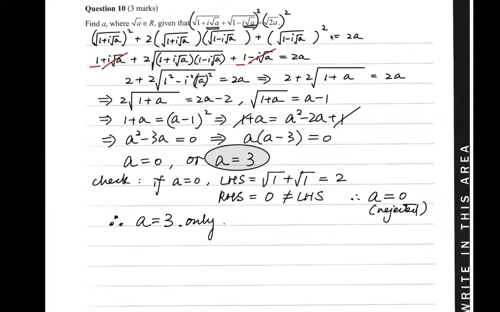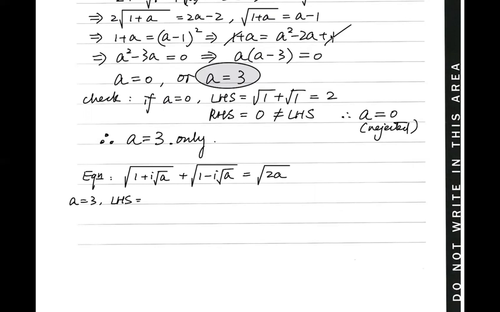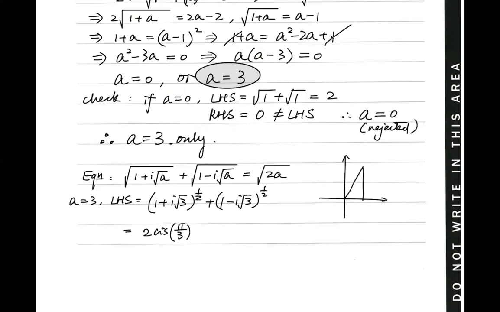If a equals 3, how do we verify if it's true? So let's rewrite the equation. Square root of 1 plus i root 3. Hold on a second. Let's write it in this way. Okay, a equals 3. Left-hand side equals square root of 1 plus i root 3, plus square root of 1 minus i root 3. Not very easy to compute. Let's use polar form. 2 cis pi on 3. Do a quick sketch. Root 3, 1, pi on 3. That's 2, okay?